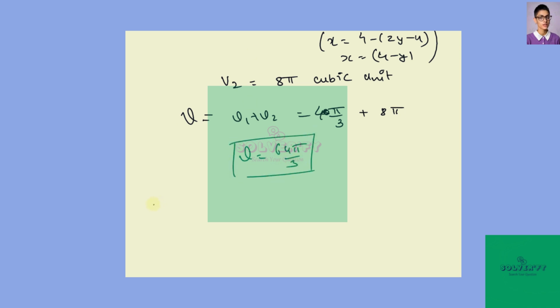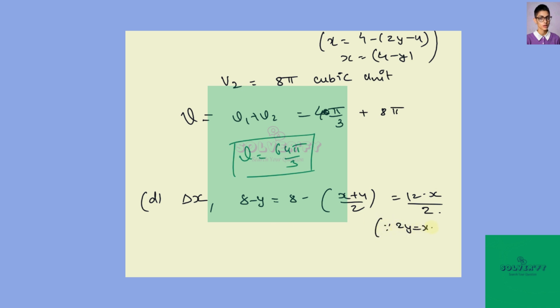Now solving for the last part, part D. Here we consider a region with delta x thickness, and we have 8 minus y, which can be written as 8 minus (x plus 4)/2, which can be written as (12 minus x)/2. We obtain this value from the line equation, which is 2y equals x plus 4. Now it is rotated about y equals 8. So the outer radius will be 8 minus x squared and the inner radius will be ((12 minus x)/2) whole squared.